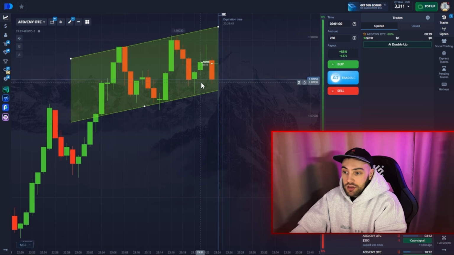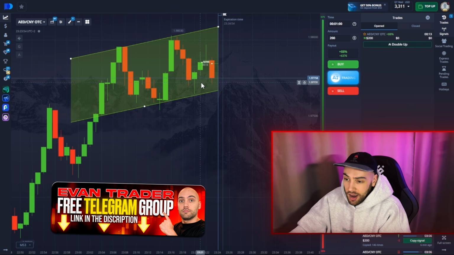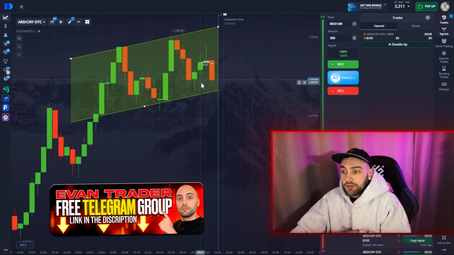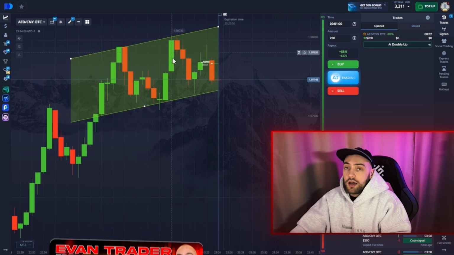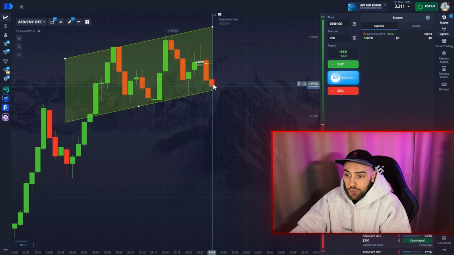I rarely enter in the middle of the channel. But here it doesn't make any sense because the price can reverse either way. I've even entered lower here, and if I had gone higher, I wouldn't have entered. Now it hits the border.